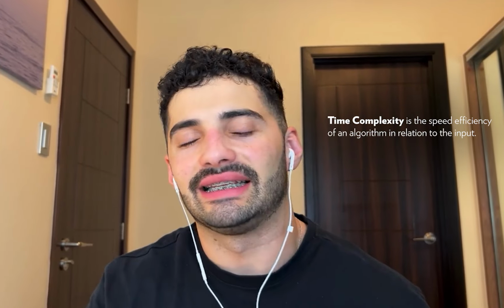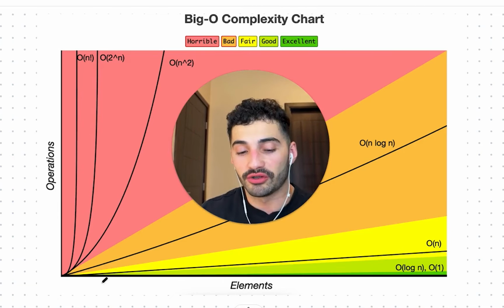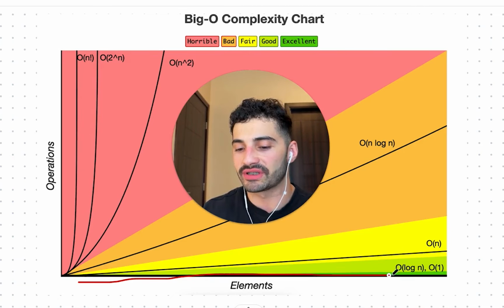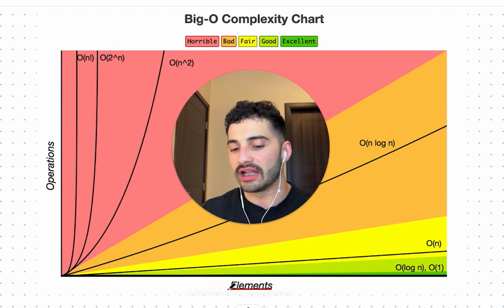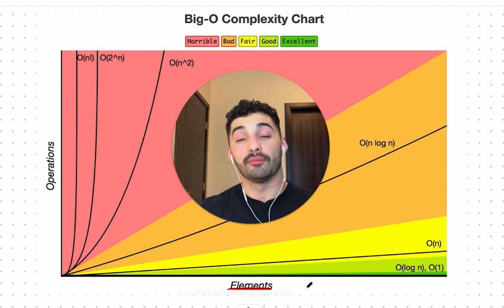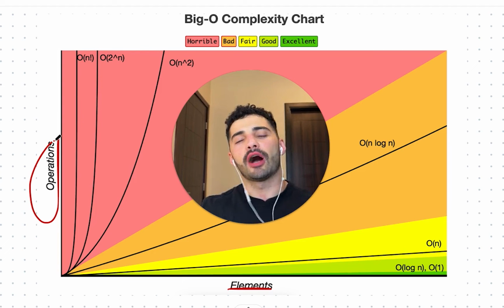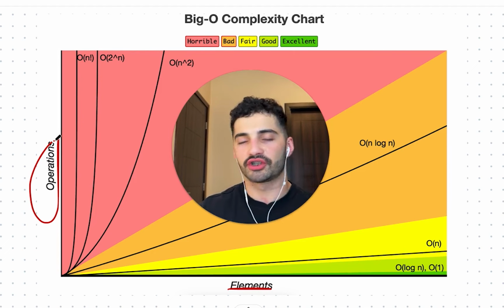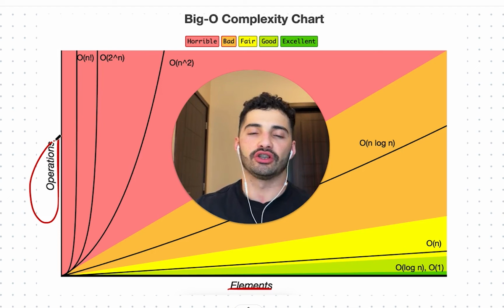Now, time complexity is the speed efficiency of that algorithm in relation to the input. So if we look at this big O chart, the x-axis is supposed to represent the size of the input, and the y-axis is supposed to represent the time efficiency of that algorithm. So it says elements, which can represent the size of an input. If we have an array of elements, then more elements means the size of our input is bigger. And then operations is the number of operations that the code has to execute, which translates into the speed of the code. The more operations the code has to execute, the slower it is.